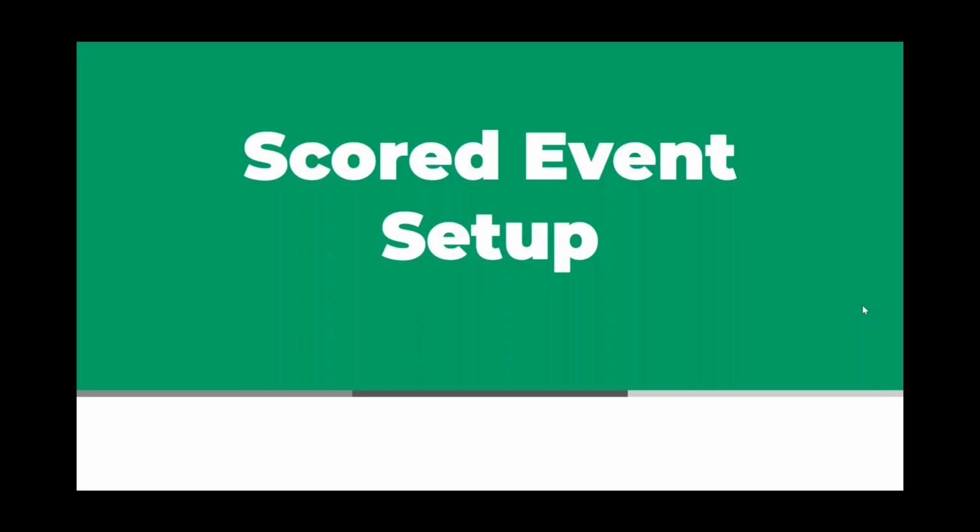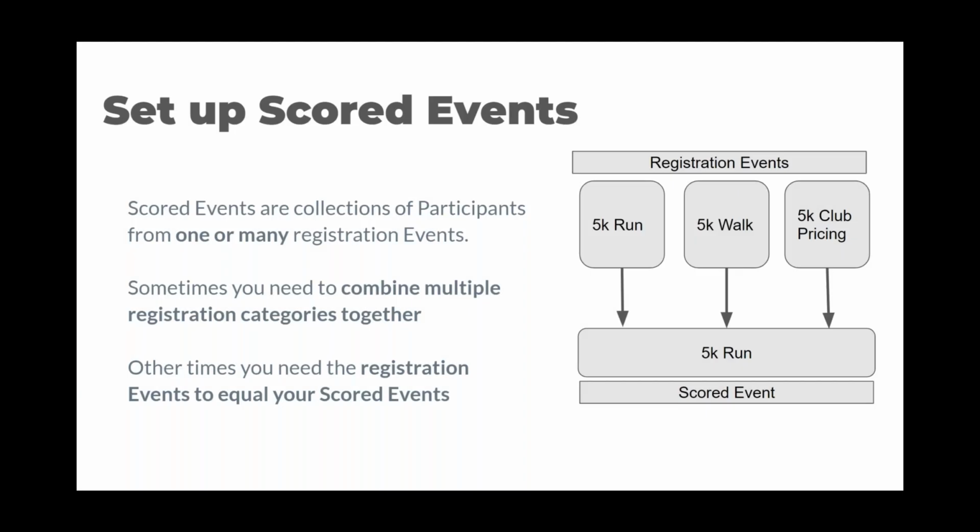So next we're going to be working on setting up our scored events. In the very first step, we set up registration events, and they're called a 5K. Like I had sent, there are some situations where there's a bunch of different registration events set up on registration that you don't care about. So you have a 5K, a 5K club pricing, a 5K age-based pricing, or whatever. Those are all getting combined and scored together. That's what we call a scored event.